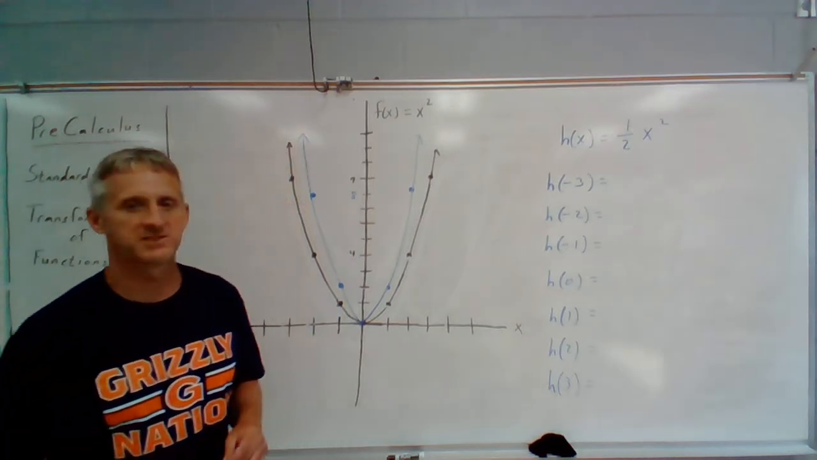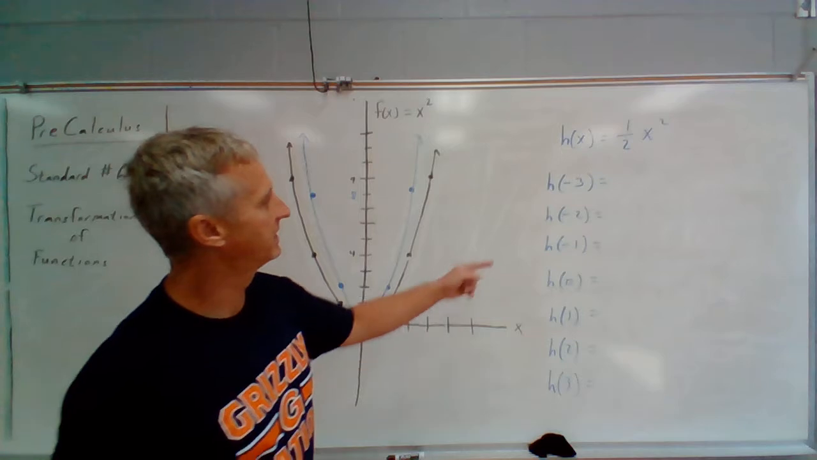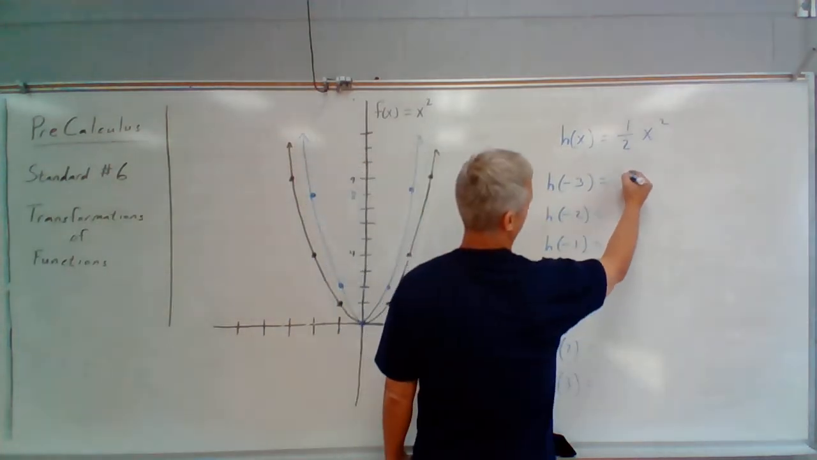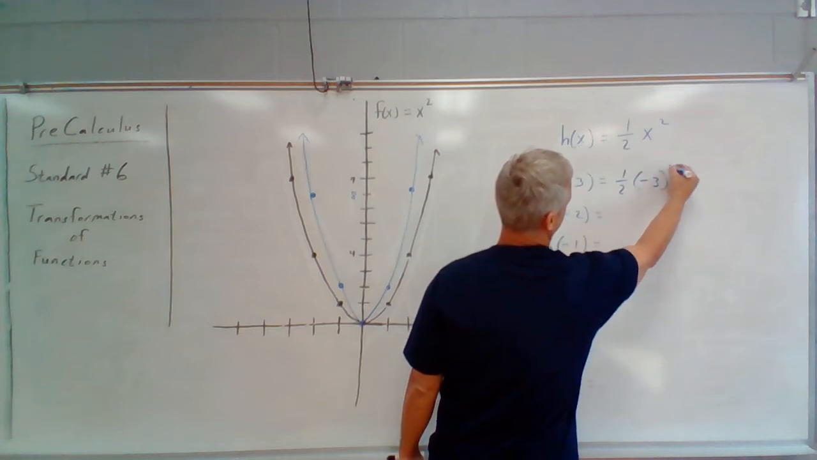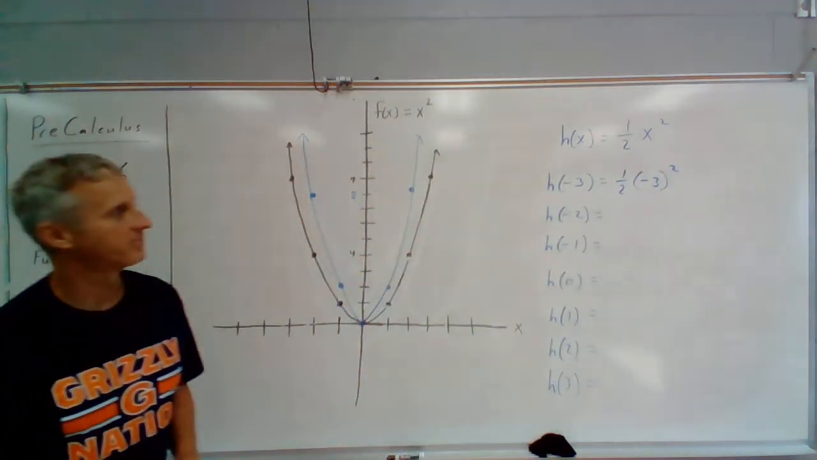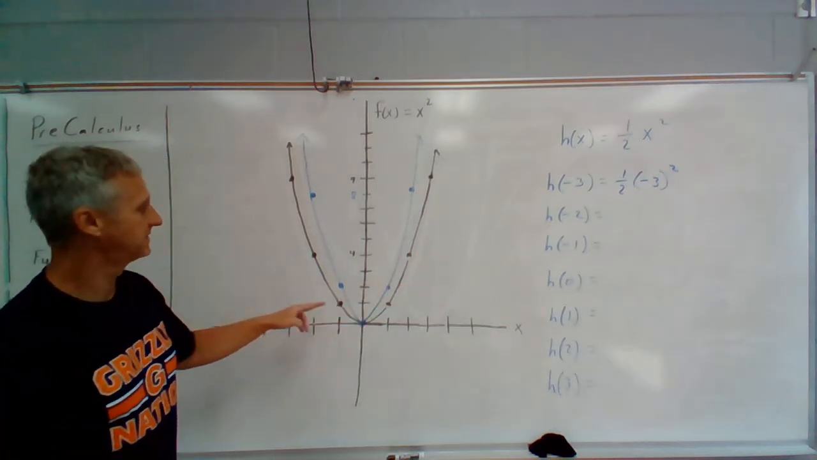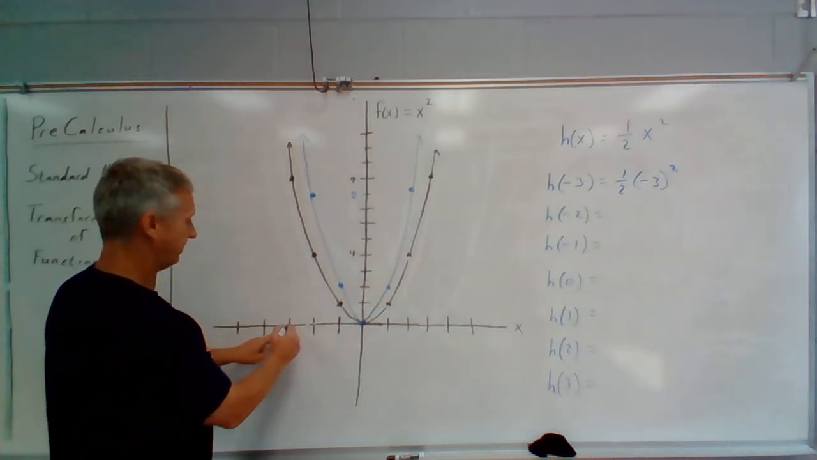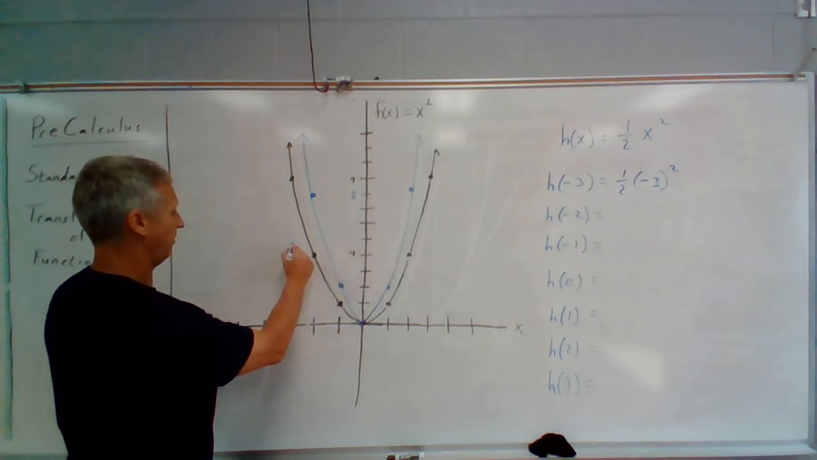All right, here's another example. h of x equals 1/2 x squared. So let's plug in -3. I will get 1/2 times -3 squared. Remember your parentheses. -3 squared is 9. 1/2 times 9 is 4.5. So if I plug in -3, I'll get 4.5.